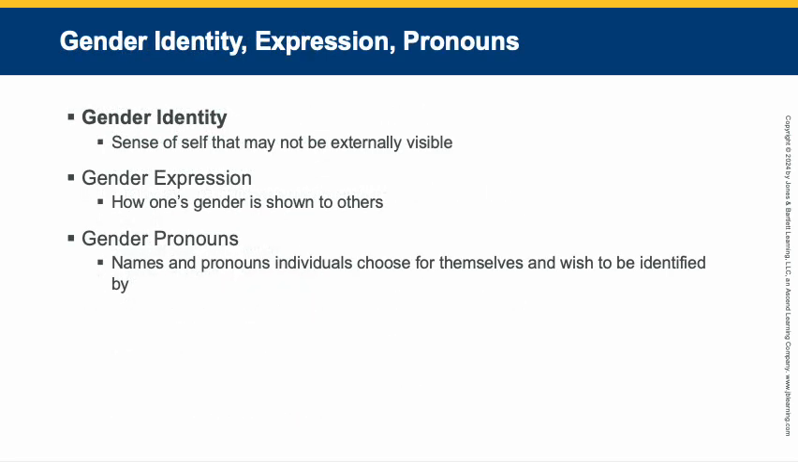So some other things we have to recognize: gender identity. This is perceived sense of self as being either male or female, both or neither, that may not be externally visible. Gender expression. This is how one's gender is shown to others through appearance, behavior, and preferred names or pronouns. A pronoun is the word used to refer to someone or something in place of a name. A gender-neutral pronoun is a word that is not associated with gender. Preferred names and pronouns are those that individuals choose for themselves and wish to be identified by.